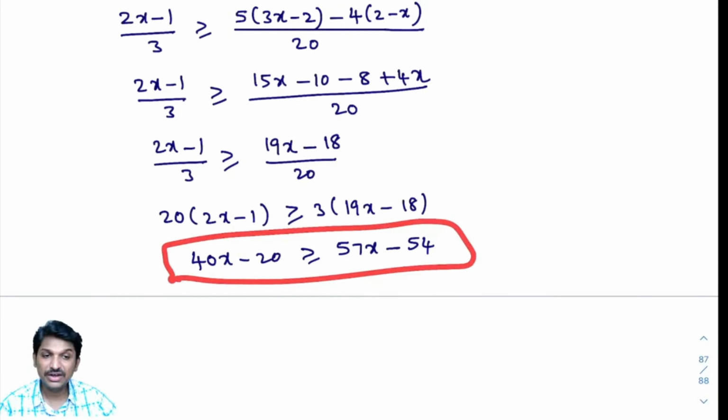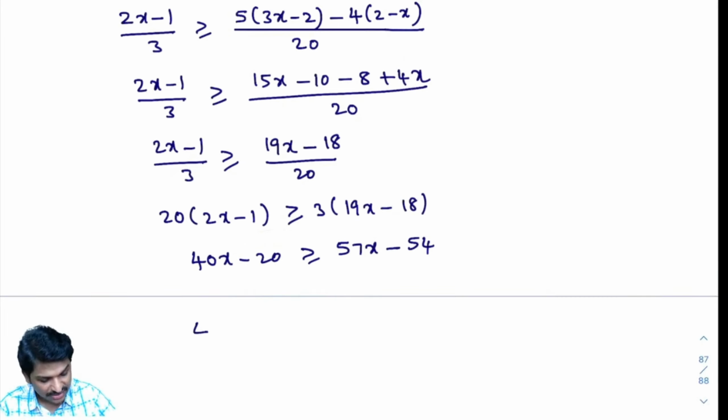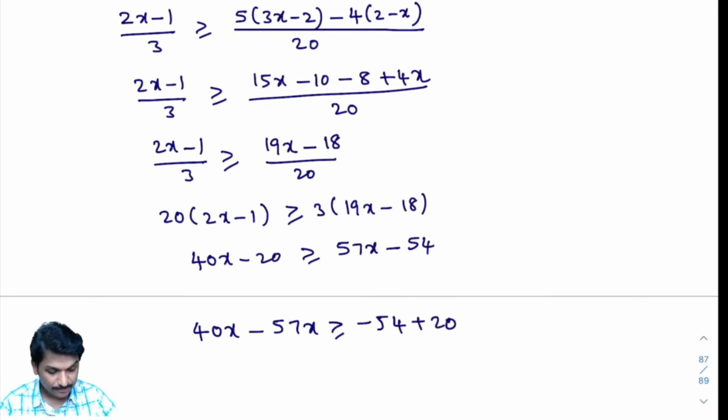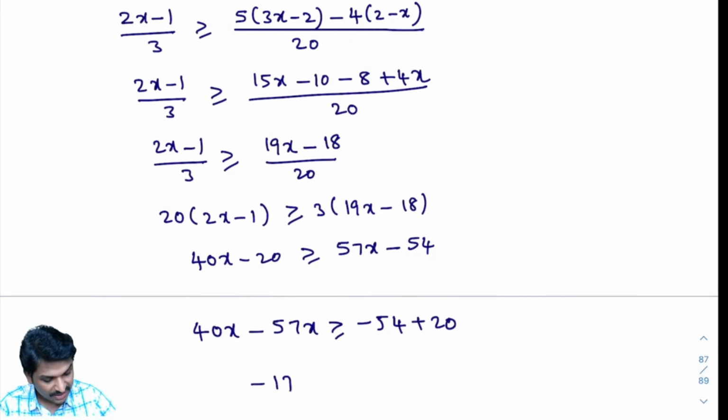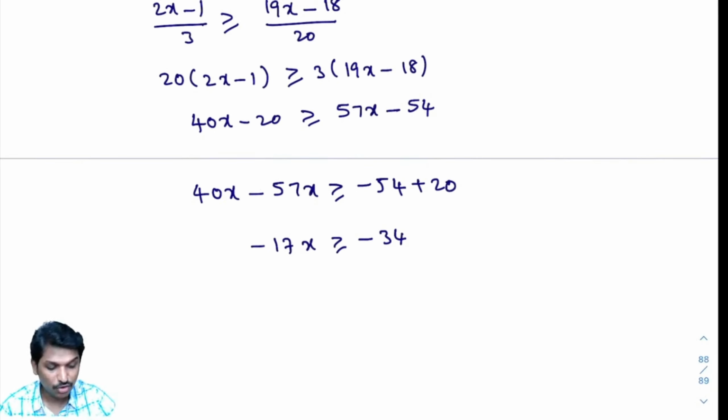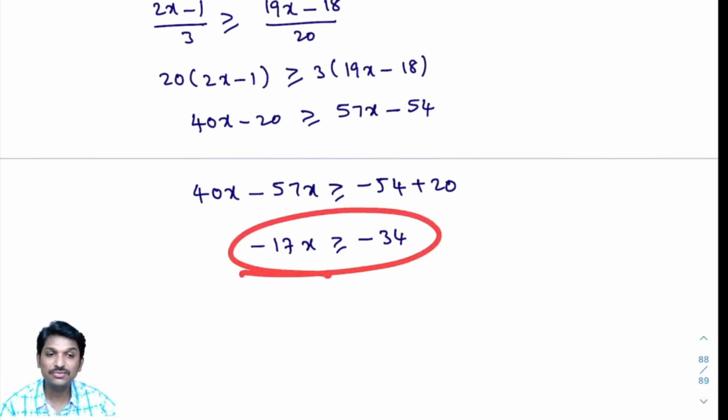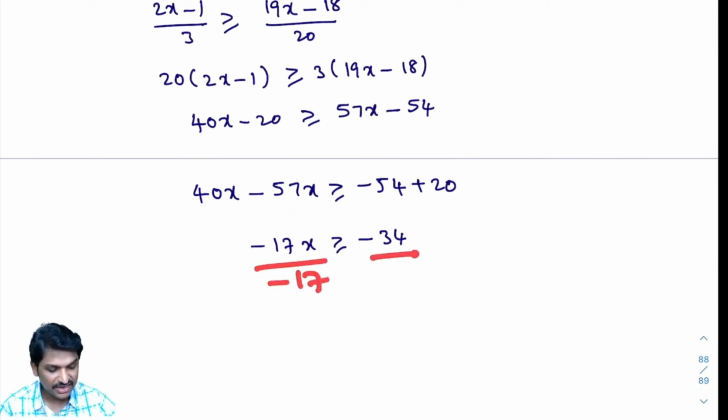Now to simplify this further, what I'll do, I'll write all x terms at one side. That means 40x minus 57x greater than or equal to minus 54 plus 20. 40x minus 57x, this is minus 17x. Minus 17x is greater than or equal to minus 54 plus 20, that is minus 34. Now what do I want actually? I want x values now. To get x values, you divide with minus 17 on both sides.